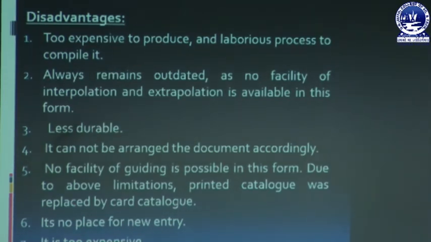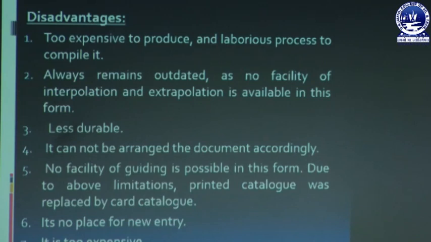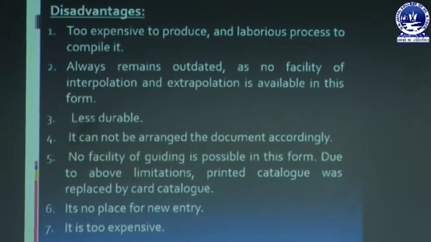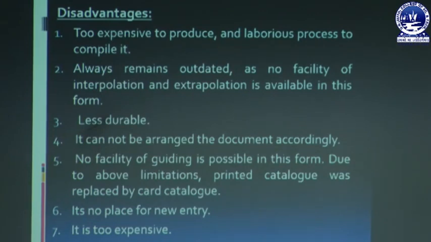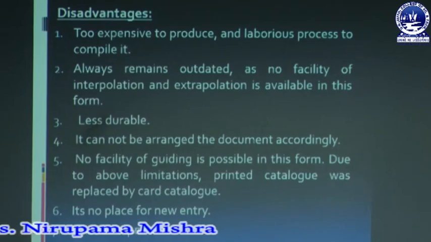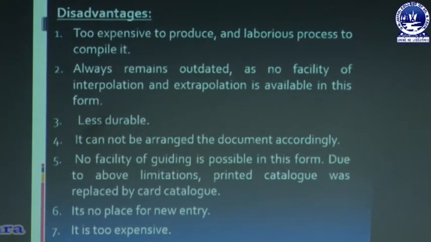Disadvantages are there. It always remains outdated. If a book is misplaced or lost in your library, you cannot remove the catalog entry from the book, but in a card catalog, you can remove it easily. It is less durable. It cannot be arranged in the document accordingly. It is not arranged in a proper way. If you lack or leave out any information, you cannot put it in properly. It is not open to new entries. If you complete the register, you cannot add any other information, and it is too expensive.